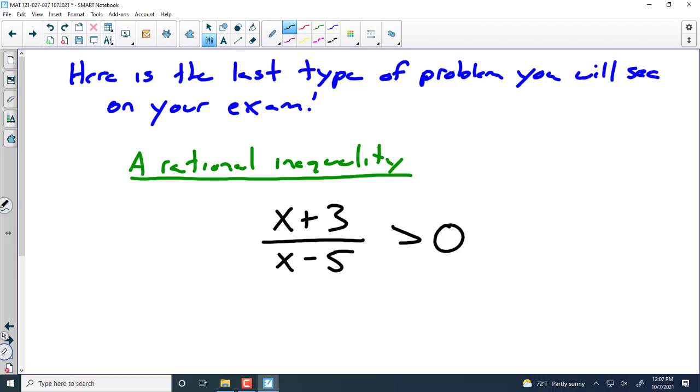I'm not saying this is the problem from your exam, I'm saying it's the last type of problem you'll see on your exam. That's why I want to make sure we do it today, because even if we need to finish this section next time, at least we'll be all ready for the test as far as covering material.